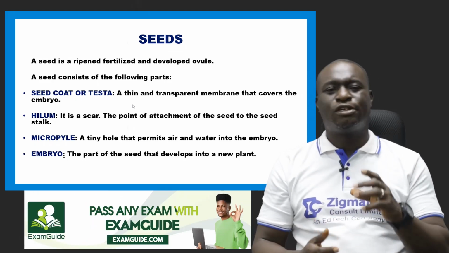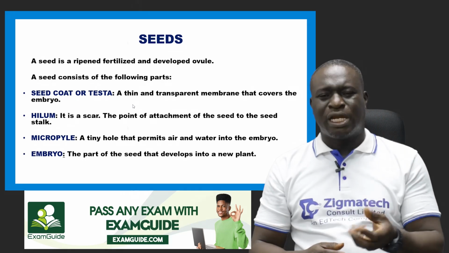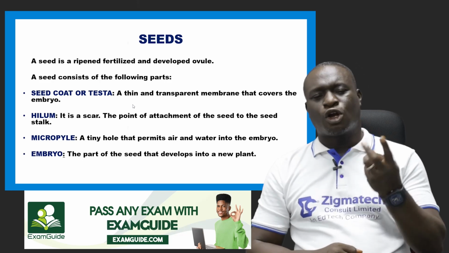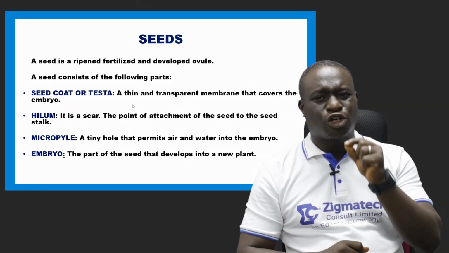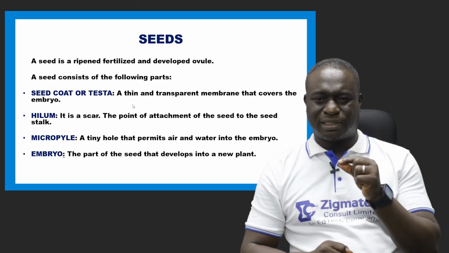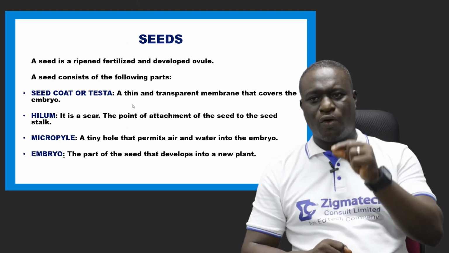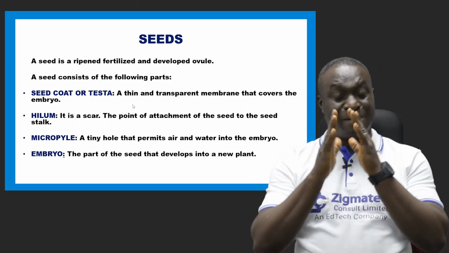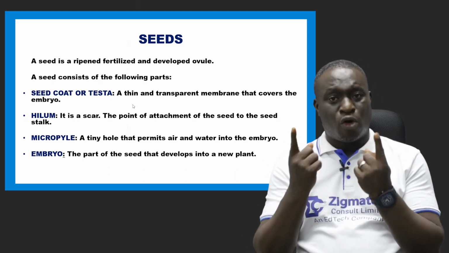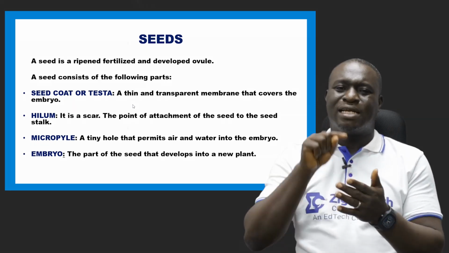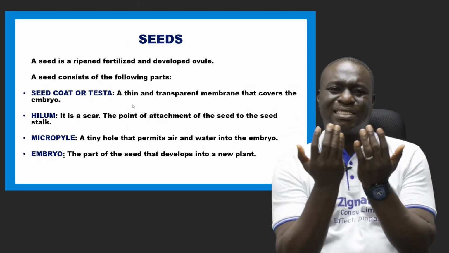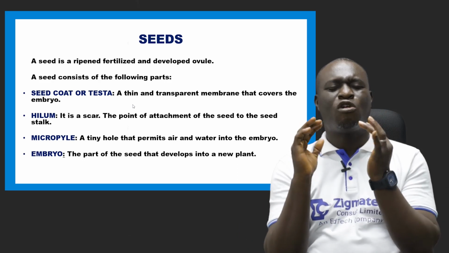Now, remember I told you that an embryo is found in a seed. But a seed doesn't only contain an embryo. Now, what makes up a seed? Now, a seed consists of what we call a seed coat. Another name for seed coat is testa. So a seed consists of a seed coat or a testa. Now, the testa also plays a major role during germination of seed. We're going to be looking at the structure of a seed, but please pay attention to this. Now, a seed coat actually is a thin and transparent membrane that covers the embryo.